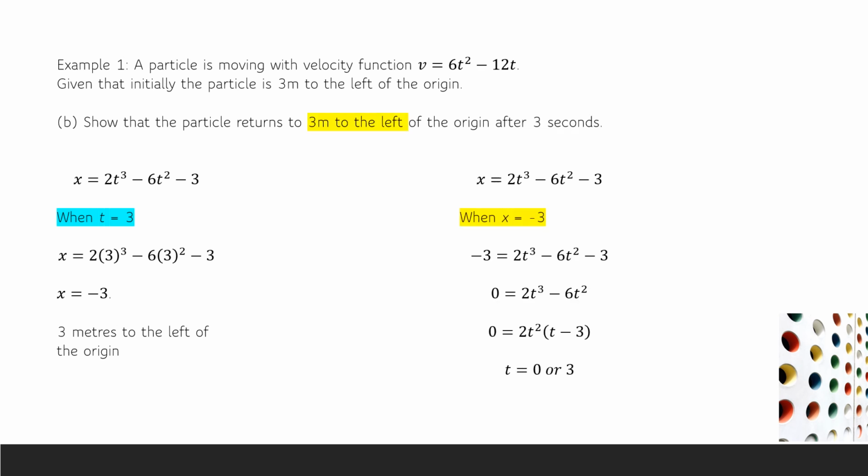What about 3 meters to the left? Well, that's when x equals minus 3. So using quadratics, we make it equal to 0, take out the common factor of 2t squared, and that means that t equals 0 and t equals 3. So it returns after 3 seconds.